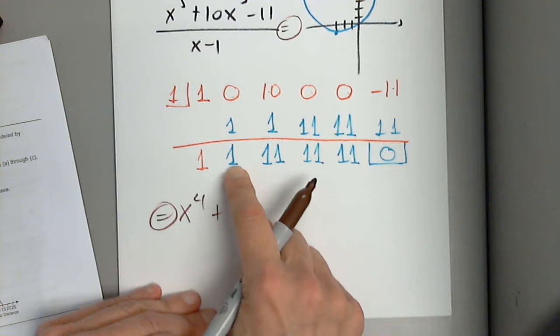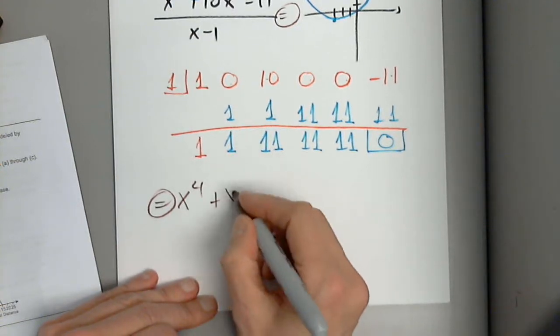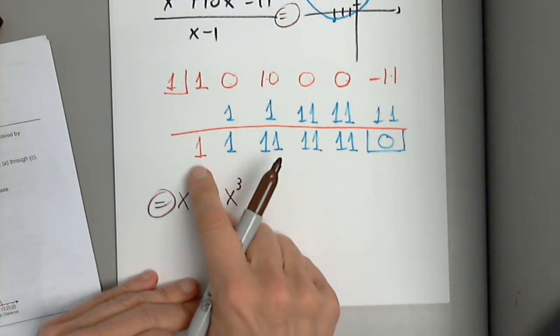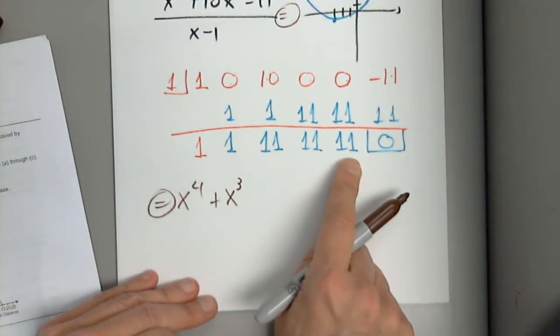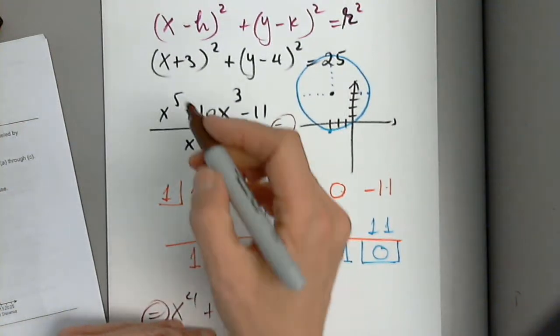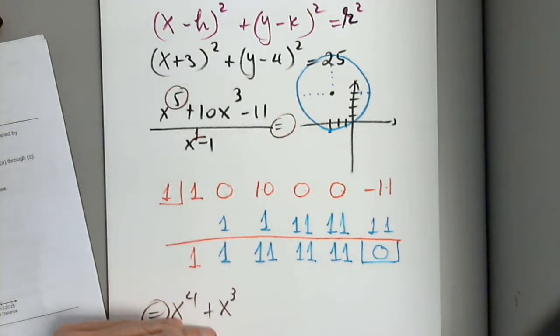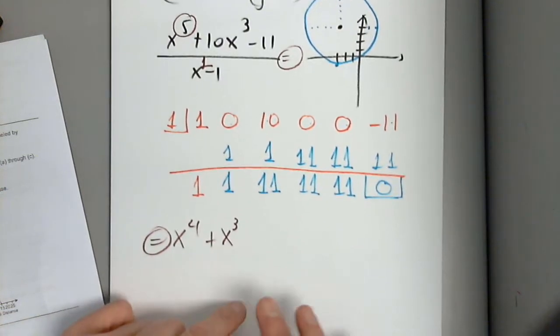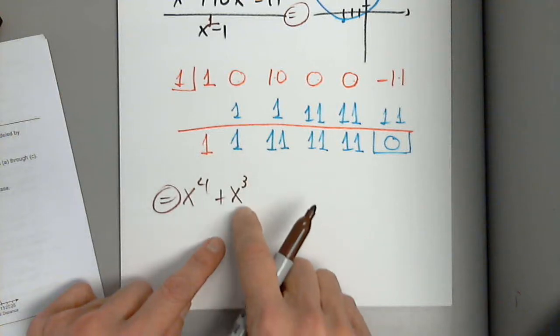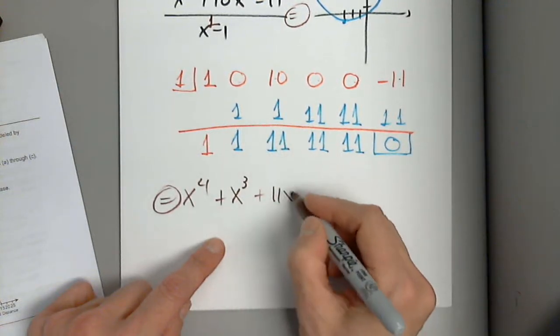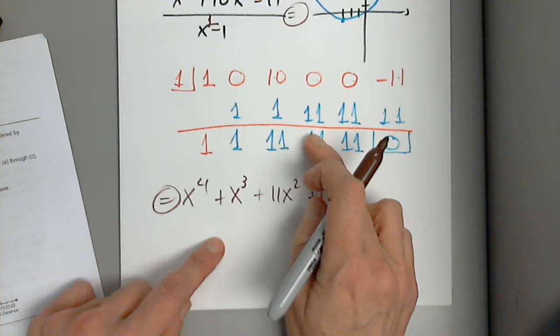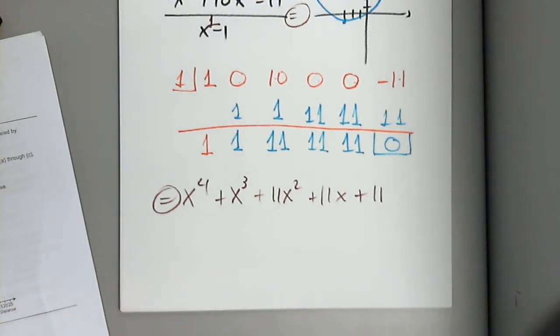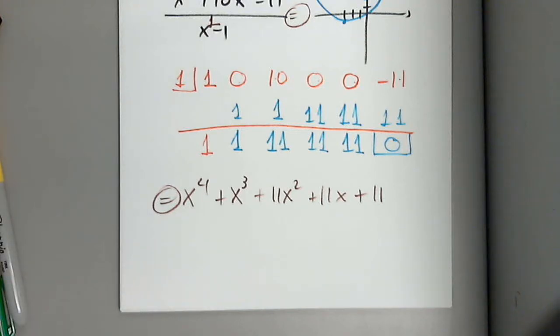Plus. It should be x to the third. But if it's 3, 2, 1, 0, then what do I do with this? I'm dividing degree 5 by degree 1. The result must be 4. There is no other way. So x to the fourth, x to the third, plus 11x squared, plus 11x, plus 11. Very good. Next problem.